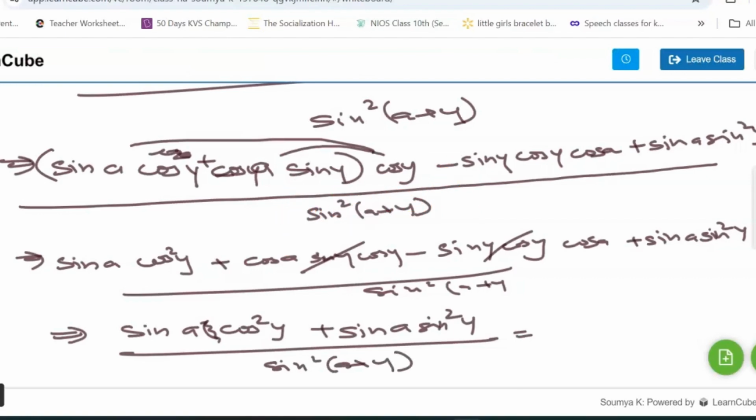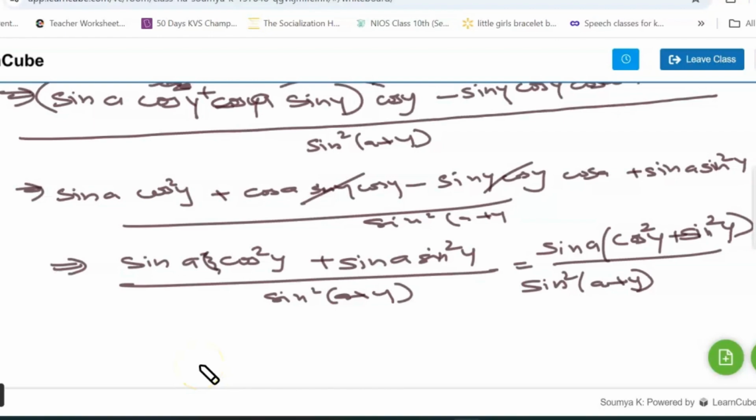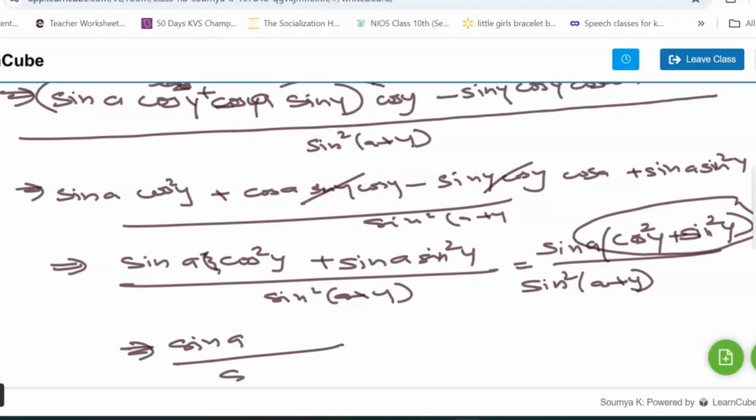Now again you have sin a common in both of them, write it alone, and you get cos square y plus sin square y. The cos square y plus sin square y makes a formula that is equal to 1. So the whole term here gives us 1. The solution will be sin a into 1. No need to write it, because 1 only you are going to get later on after multiplying also. So this is the final solution that you are going to get.